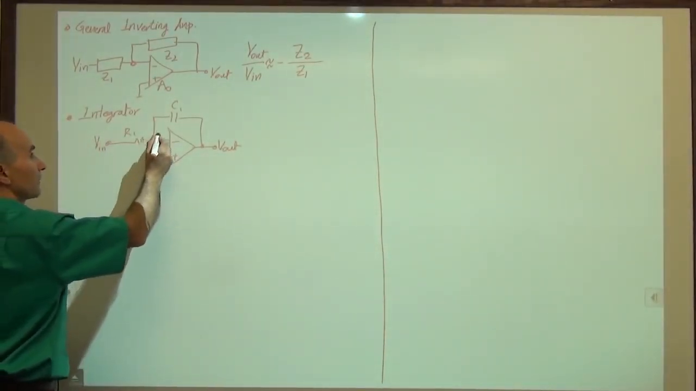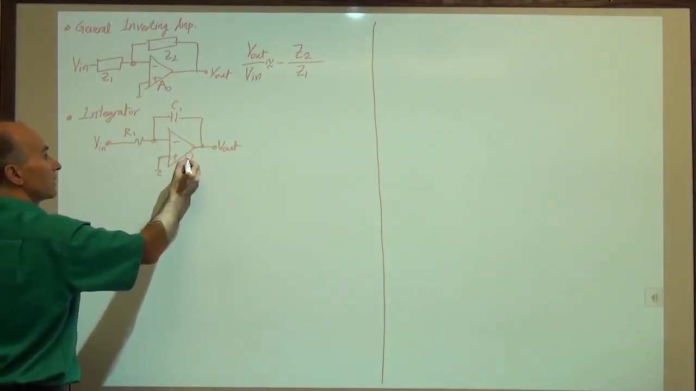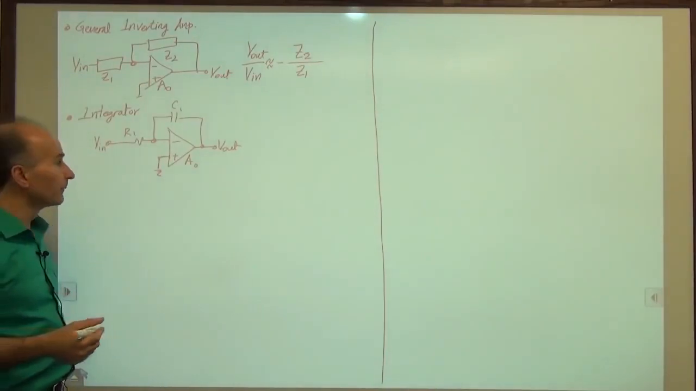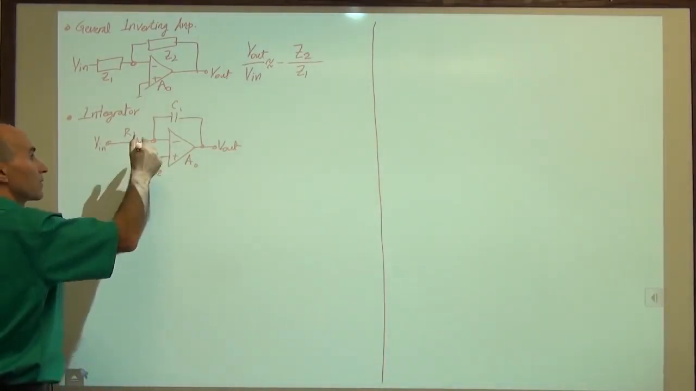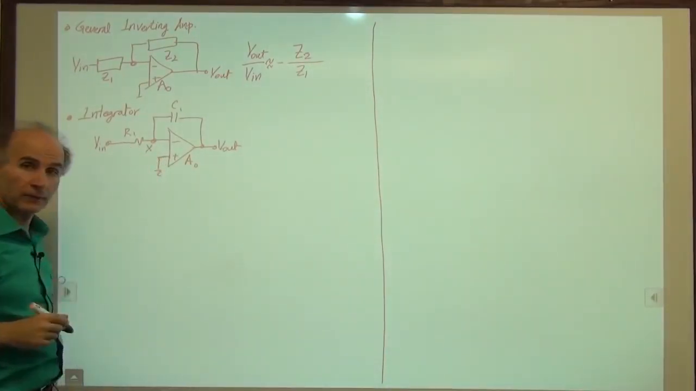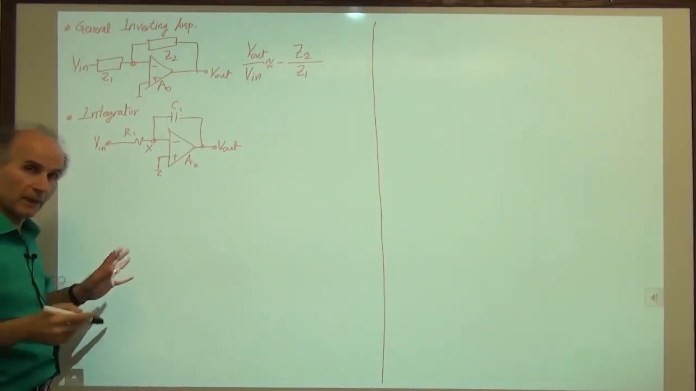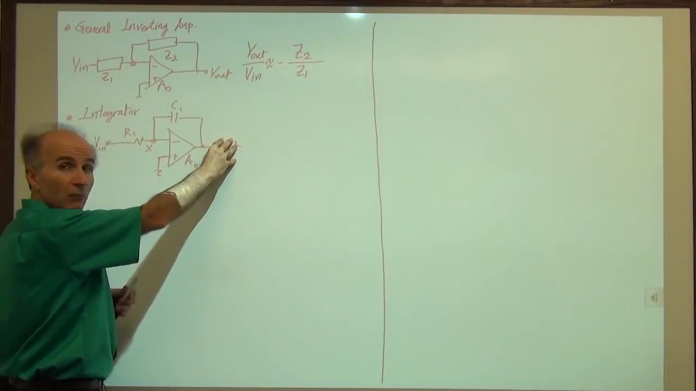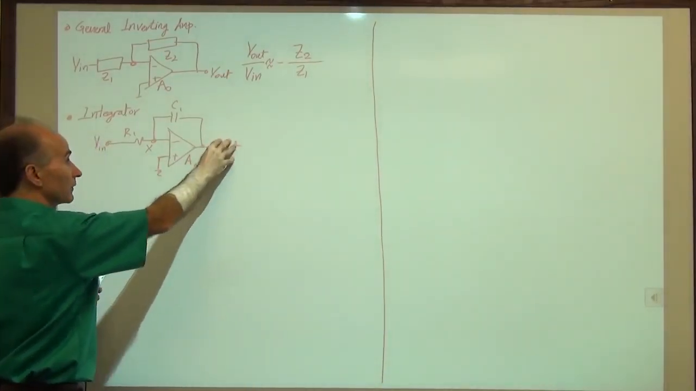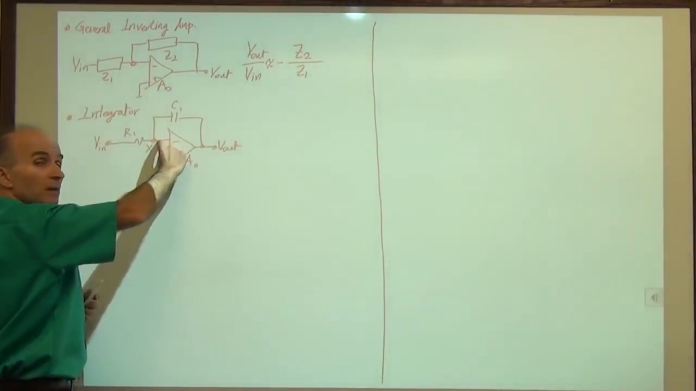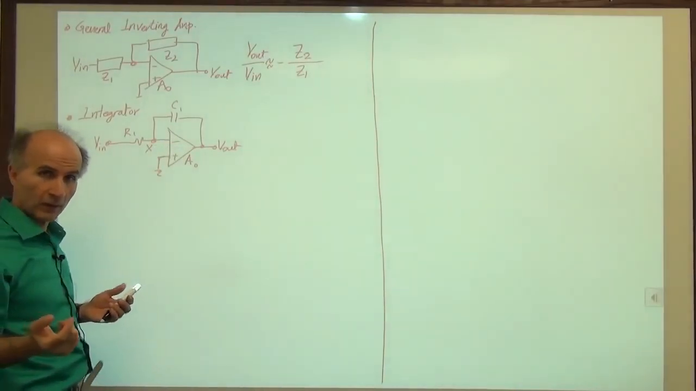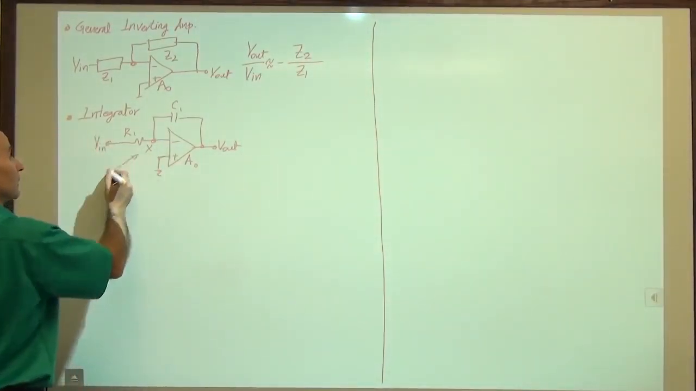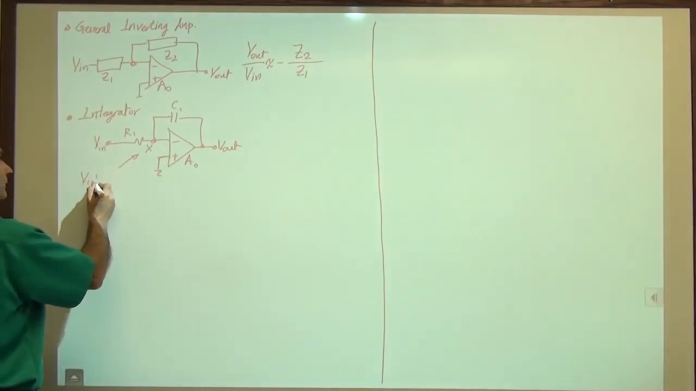Okay, so some basic observations. Again, if A0 is large, usually we start out with that simplifying assumption. Then we know that this node X is a virtual ground, because no matter what happens, as long as this gain is high and this voltage is moderate, then this voltage divided by this gain, which is the difference between these two, has to be small. So node X is a virtual ground. So that's good to remember.